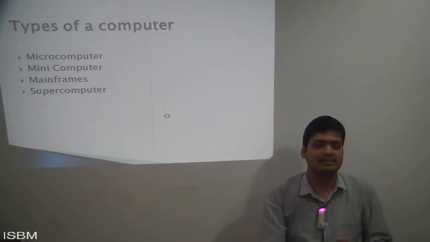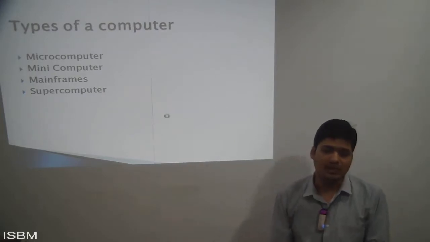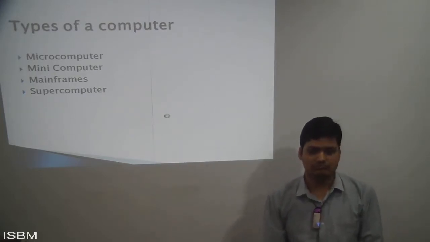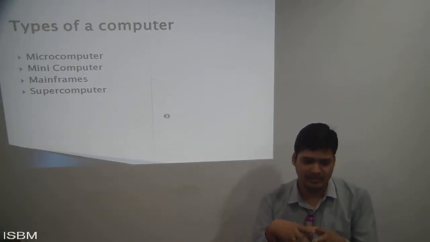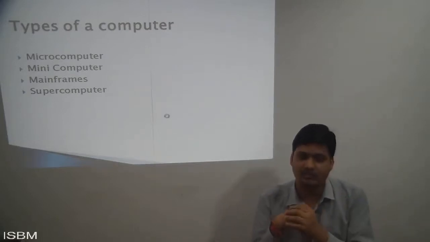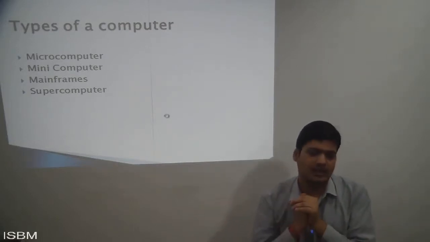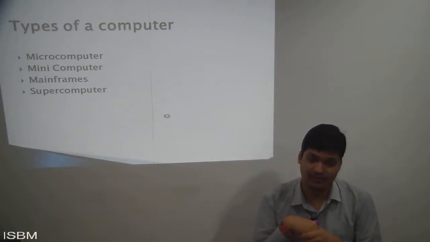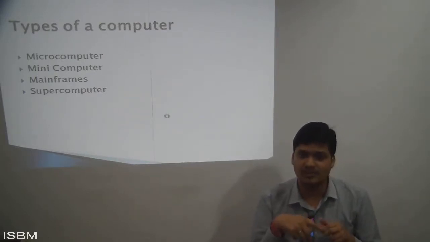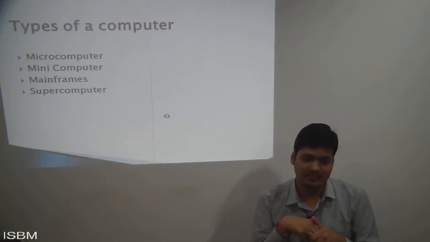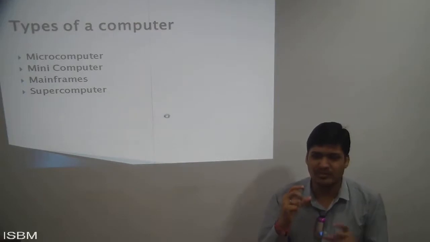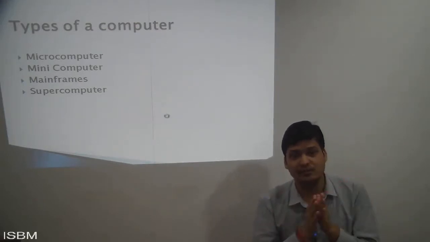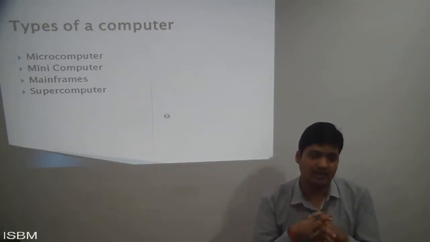Then next is types of computer. Just like everything else, there are different types. There are a lot of types of systems, and a lot of types of computers also. What we have learned is that there are four kinds of computer: microcomputer, minicomputer, mainframe, and supercomputer. Starting with the microcomputer, it is a small computer which was initially introduced by IBM and Apple.